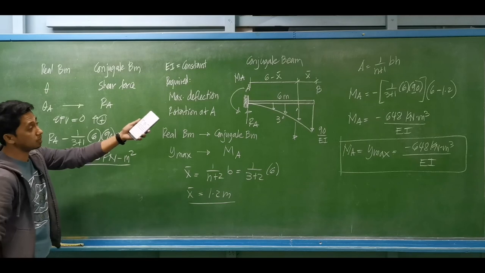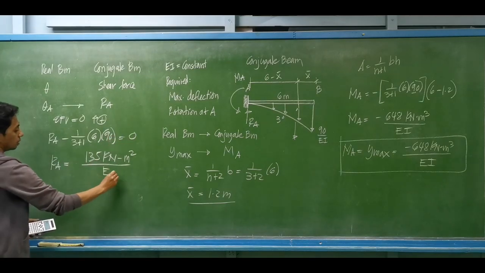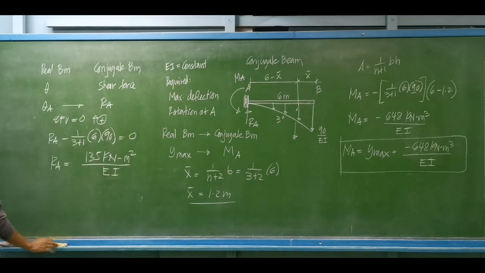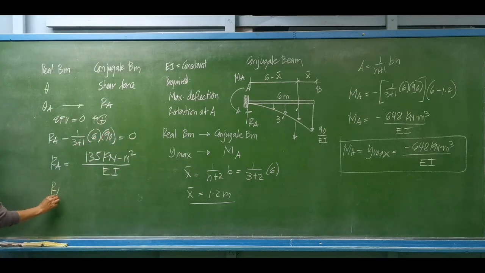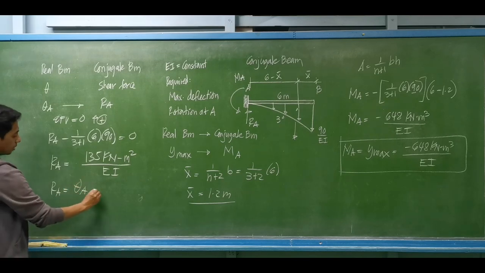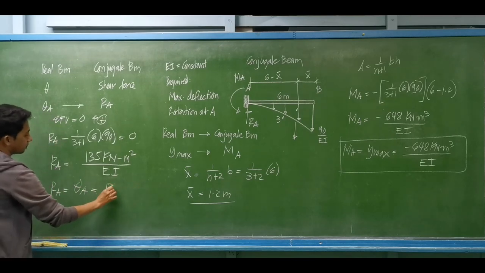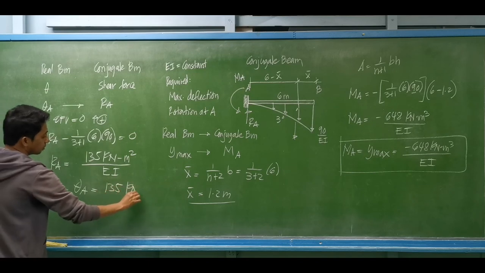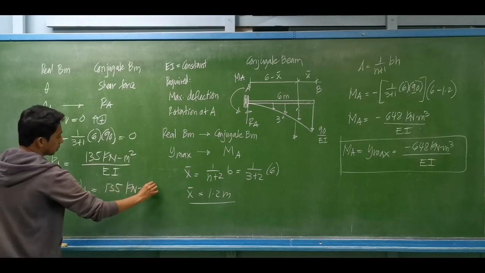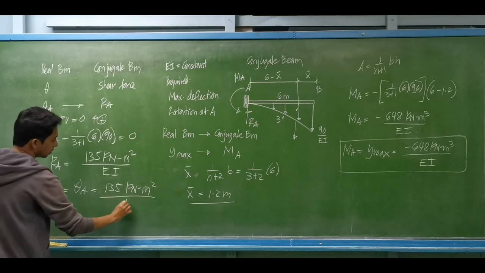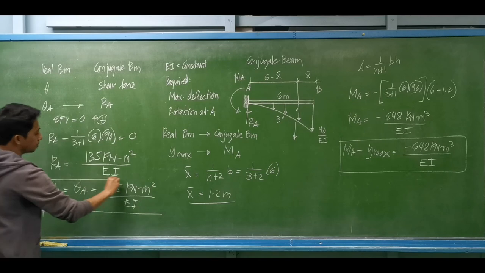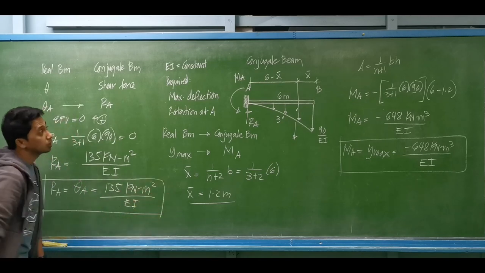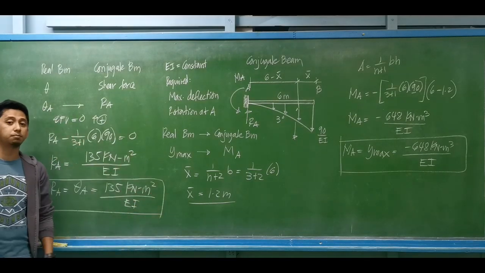Take note that the 90 is divided by EI. So again, the reaction on the conjugate beam is the same as the rotation on the actual beam, equal to 135 kilonewton meter squared divided by EI. Okay, so this is our solution for the computation of rotation. And this is our second example for the conjugate beam method.